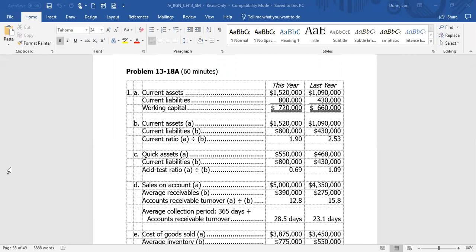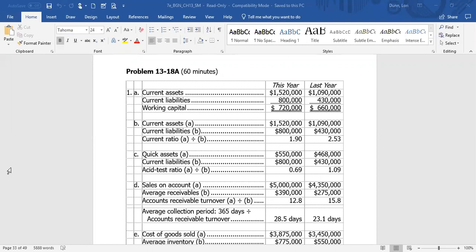The next ratio is the current ratio. And that's found by taking your total current assets from your balance sheet and dividing it by the total current liabilities. So we do that for each year. The current ratio for this year is 1.9, where it was 2.53 last year.